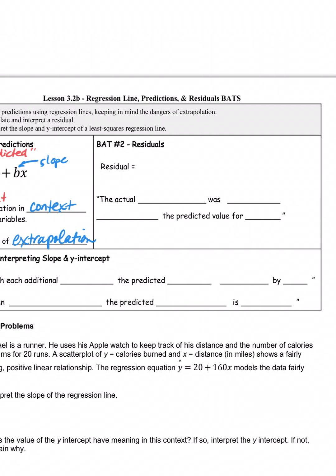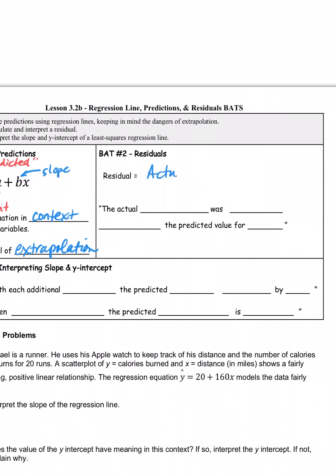Now with residuals, we said it's always the actual value minus the predicted value. All right. Now actual will be given. It could be given to you in the stem of the question. It could be given to you in a table. You could read it off a scatter plot or even something called a residual plot, which we'll see after spring break. That will be given in some form. The predicted you find, just like we did before, by plugging into the regression equation. All right? So it's usually a two-step process. You got to do the prediction, then do the subtraction.